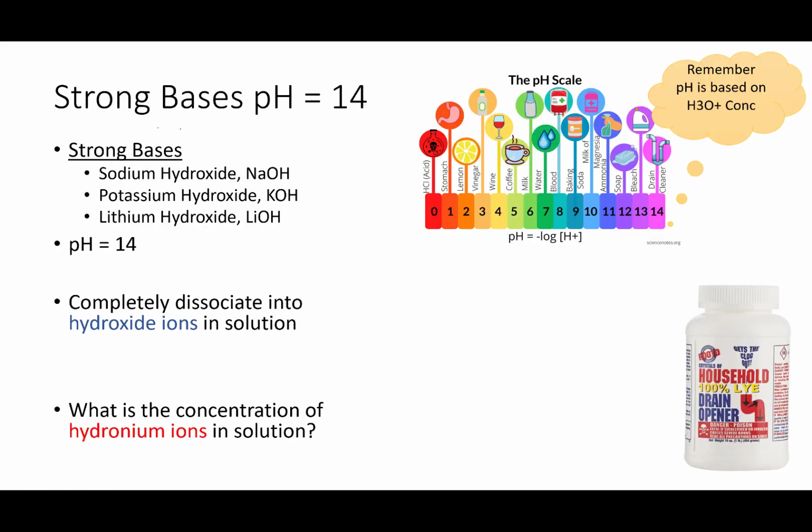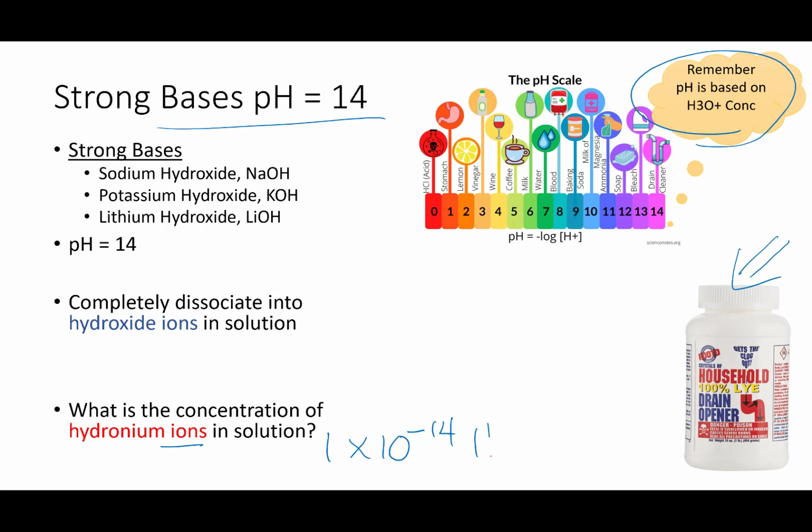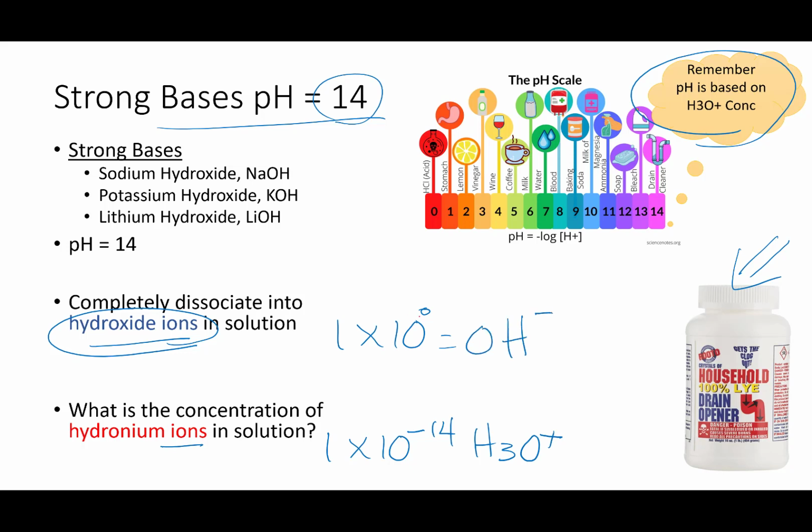All right. If you have a very strong base like lye, the pH is going to be 14. So what that means, because remember, pH is based on hydroniums, is that the hydronium ion concentration is 1 times 10 to the negative 14. Well, the sum of the two, hydroniums and hydroxides, are going to equal 14. So if the sum of the two equal 14, what's my hydroxide concentration? 1 times 10 to the 0. And that's going to be my hydroxide ion concentration. You just have to look at the two pHs. They're going to add up to 14.